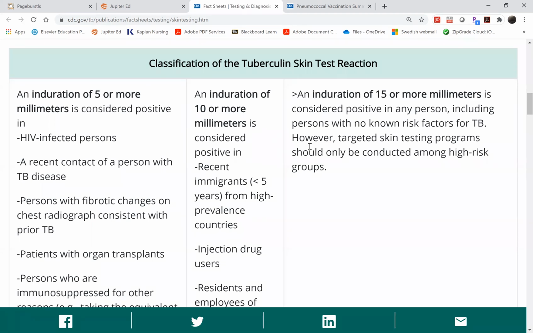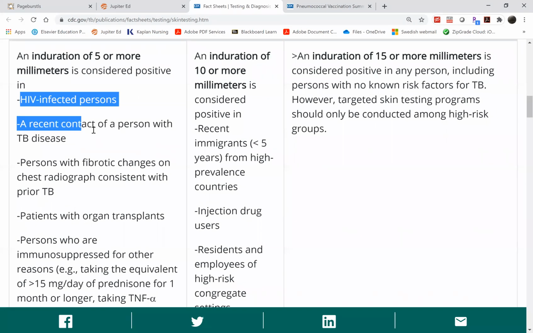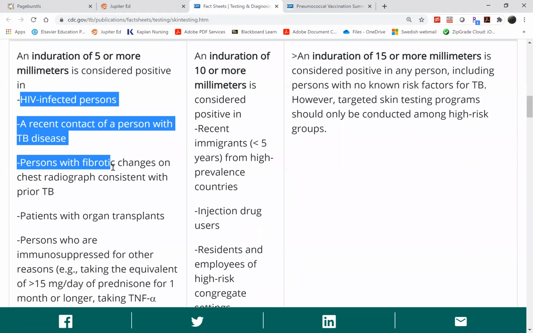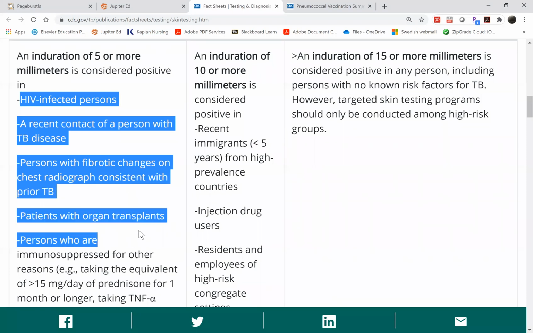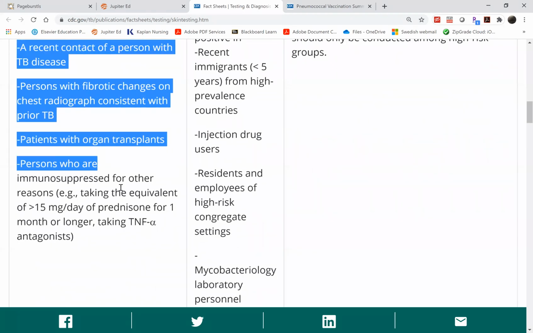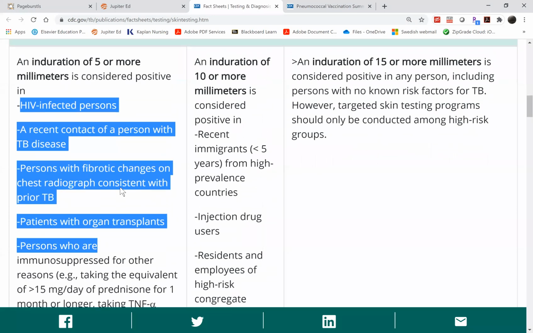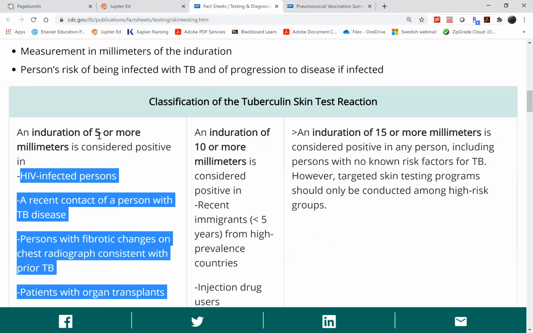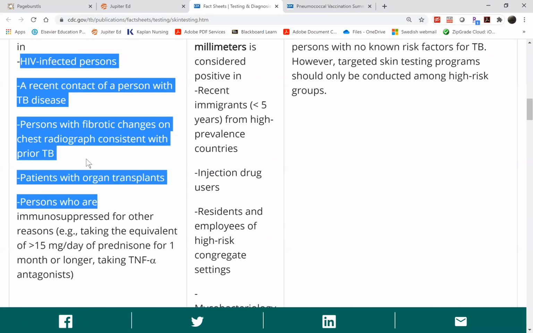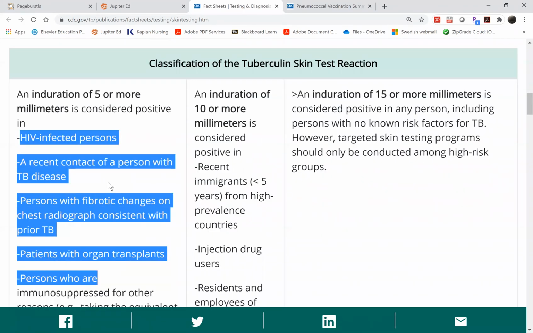So an induration of 5 millimeters or more is positive if you have HIV, or you had recent contact with somebody with active TB, or you have organ transplants and you learn that we take immunosuppressants for those, right? So if you belong here, then a 5 millimeter induration or more is already considered positive. The reason is we don't expect these patients to, again, mount a normal inflammatory response. So a little bit is enough. So a 5 millimeter reaction is already a positive in these groups of people.